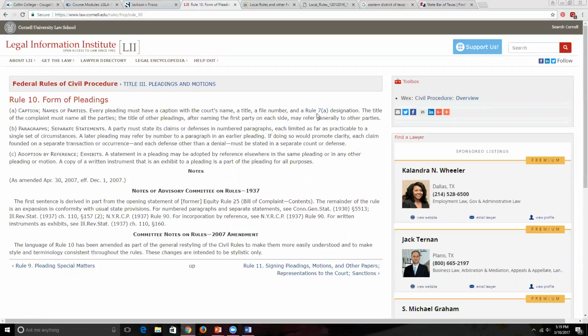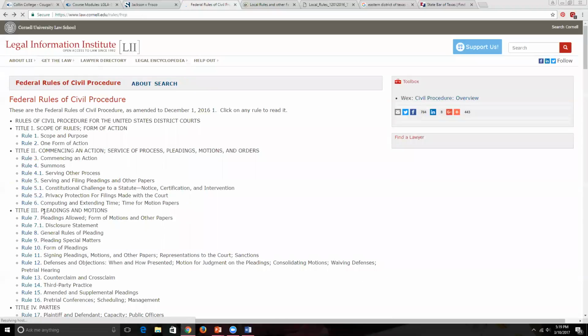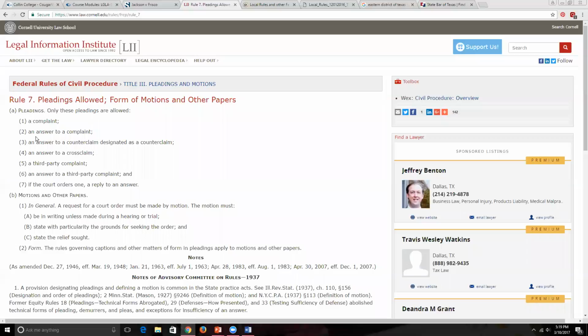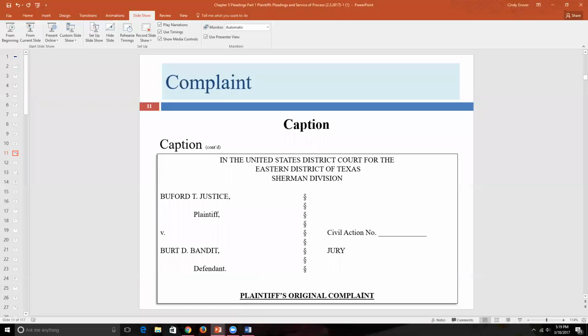A Rule 7(a) designation, okay? Again, let's just look at the list of names we can see here. So you've got to name it one of these things. So we're calling our document a complaint. That's how we are complying with that.